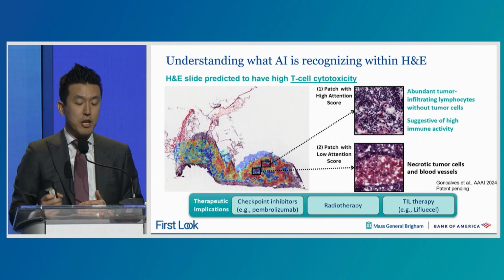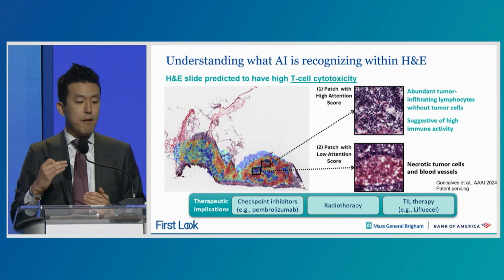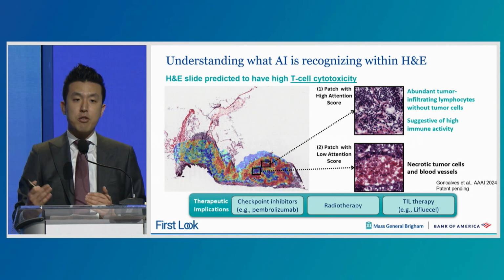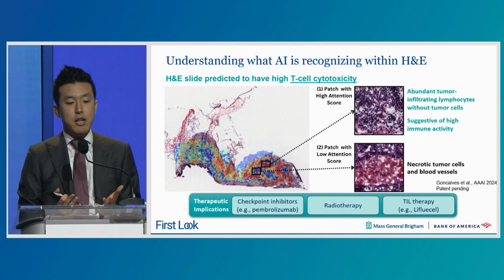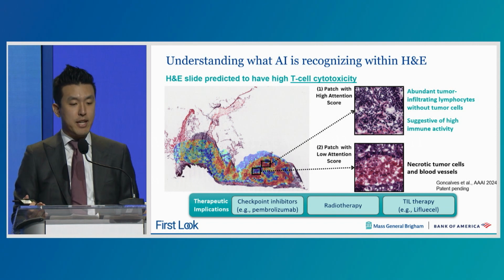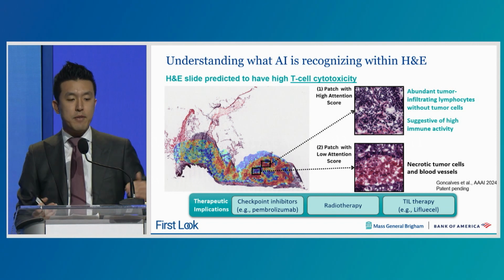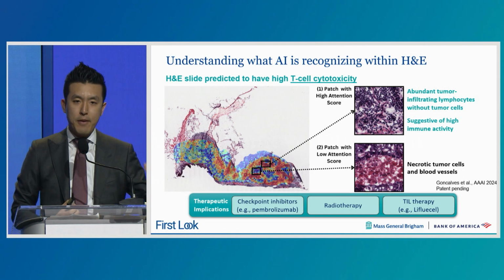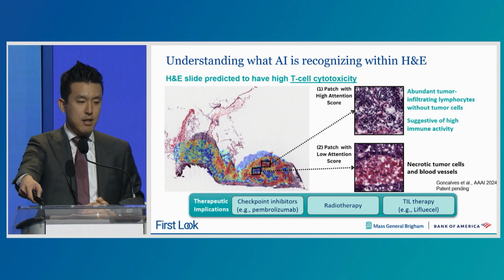This has a lot of therapeutic implications, both in informing a choice of existing treatments, such as checkpoint inhibitors and radiation, but also potentially in identifying new indications. For example, maybe tumor-infiltrating lymphocyte therapy, given that we know that the lymphocytes in this tumor are effective and cytotoxic.